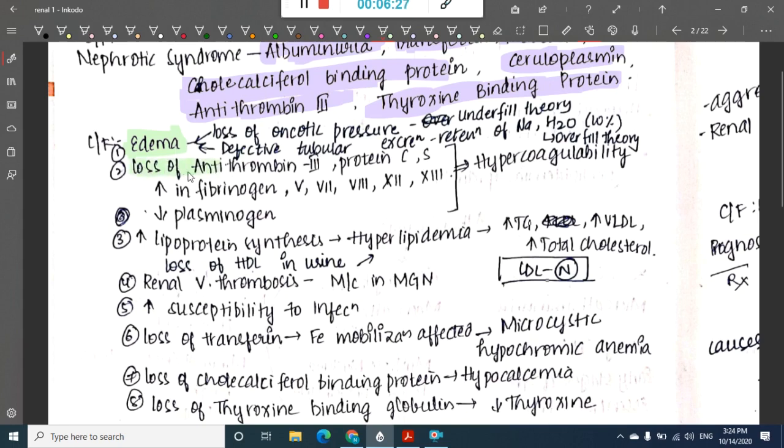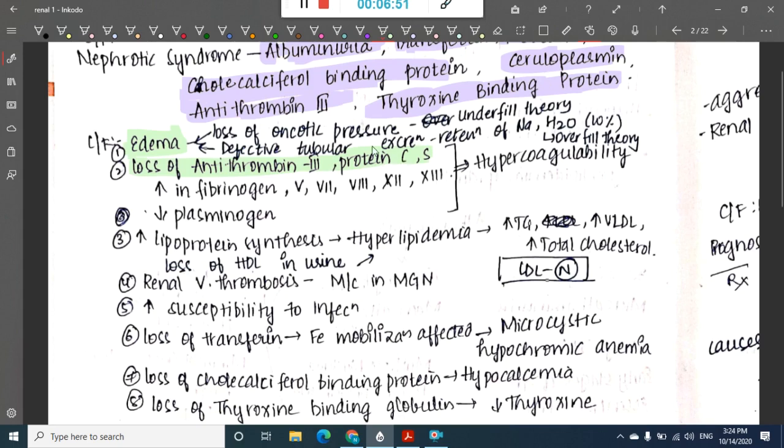Then we have the second, which is loss of antithrombin 3 and protein S. Antithrombin 3, protein S and protein C are the compounds which prevent coagulation, right?